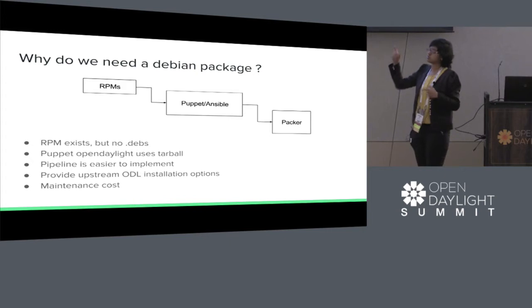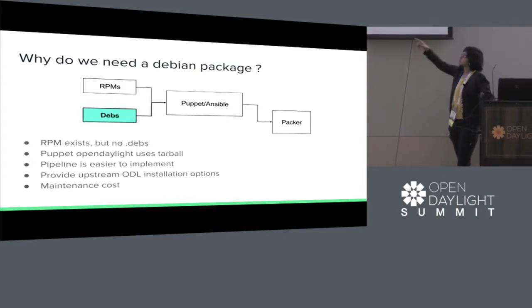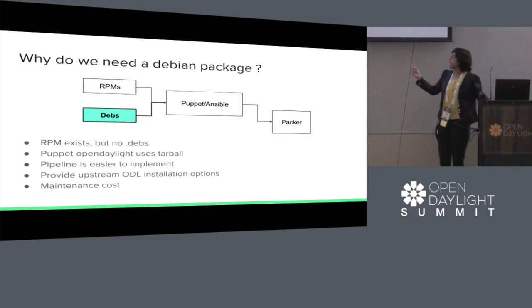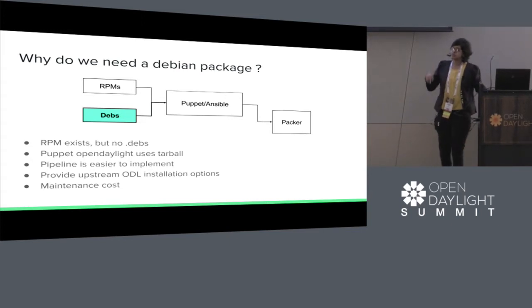Puppet OpenDaylight used a tarball for Ubuntu-like OSs. If we have debs, it will follow a similar pipeline, and it will be easier to maintain, and also ODL upstream will provide installation options. So it's always better to have it in the upstream.